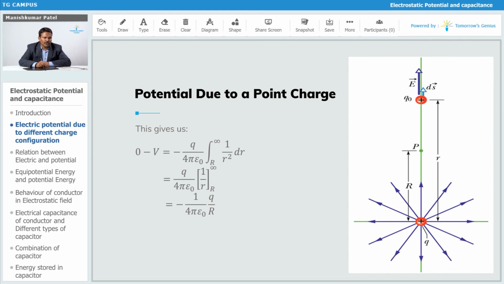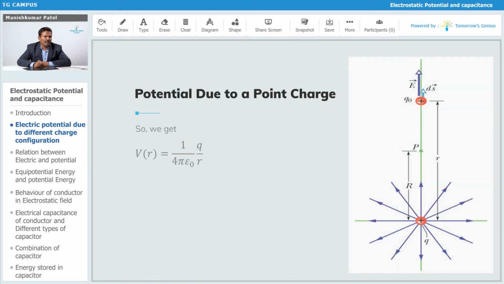So which will give you now the value of potential. Finally at infinity the potential is 0. At a distance R you can say the potential is V. So which puts in this expression, taking the integration from R to infinity and putting the limits, you will get minus of 1 upon 4 pi epsilon naught Q upon R. So the potential at a distance R is Q upon 4 pi epsilon naught R.